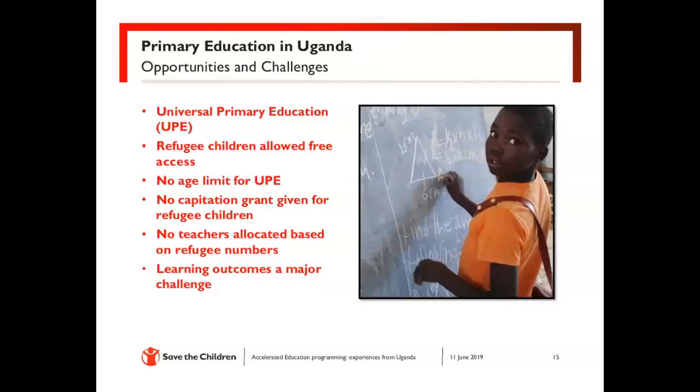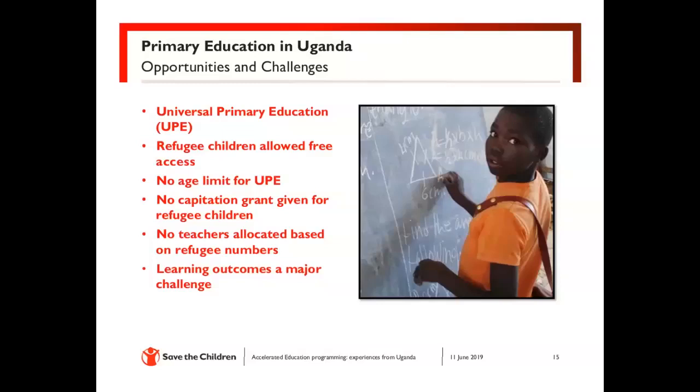In Uganda, universal primary education is mandated as of the Education Act in 2008, and this includes education for refugee children. This is not the first time that Uganda has had refugees. There's a long history of very porous borders and families and children coming and going as conflict erupts and subsides. So refugee children are allowed access to all services in Uganda, including education. Within primary education in Uganda, there is no age limit, so anyone of any age could, if they desire, enroll in theory in primary education. So these are some of the opportunities.